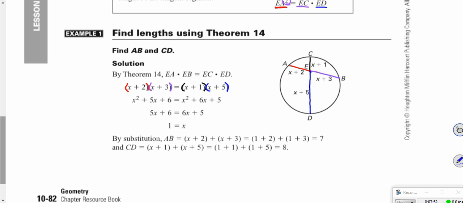Now, the nice part about this is these X squareds end up canceling because I had one on each side. So then we end up with X equals 1. Now, it wants AB and CD, so then you have to use substitution. AB is X plus 1 plus X plus 3, which if we have 1 for X, that's 7. CD is X plus 1 plus X plus 5, which again, substituting 1 in for X gives me 8. All right, let's look at the back side.